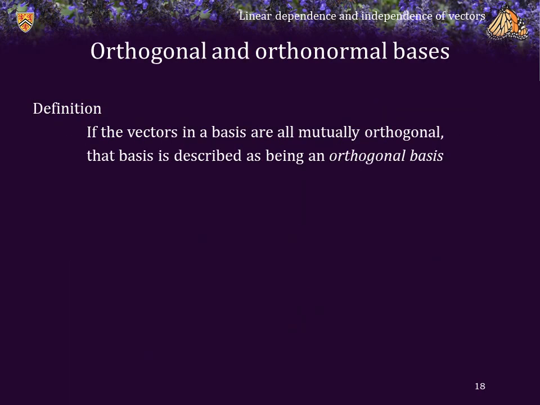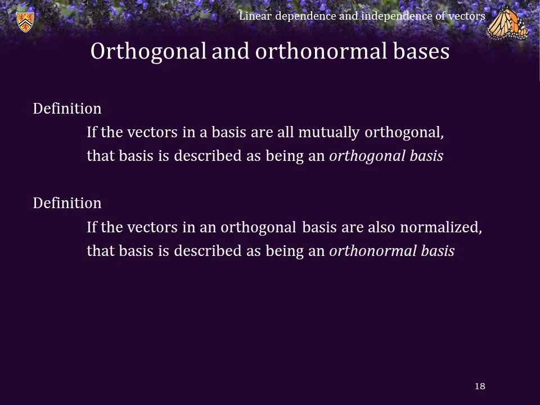Now, two more definitions. First of all, if the vectors in a basis are all mutually orthogonal, that is, the inner product between any two vectors is 0, that basis is described as being an orthogonal basis. Similarly, if the vectors in an orthogonal basis are also normalized, that basis is described now as being an orthonormal basis.